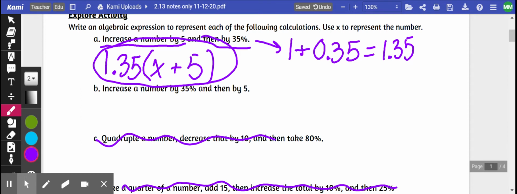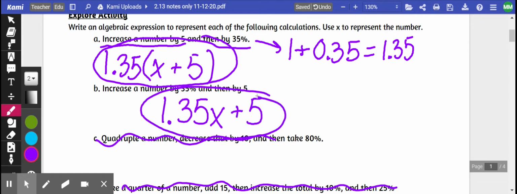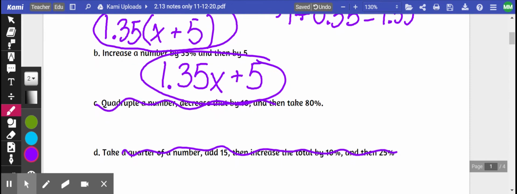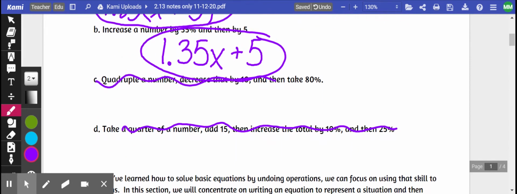When we look at B, it says increase the number by 35%. So with that one, you're going to have 1.35 times your number, x, and then plus 5. So in this one, the 5 is not also increased. So you would just add the 5 after. So the wording will have an effect on what kind of answer you get. Okay.